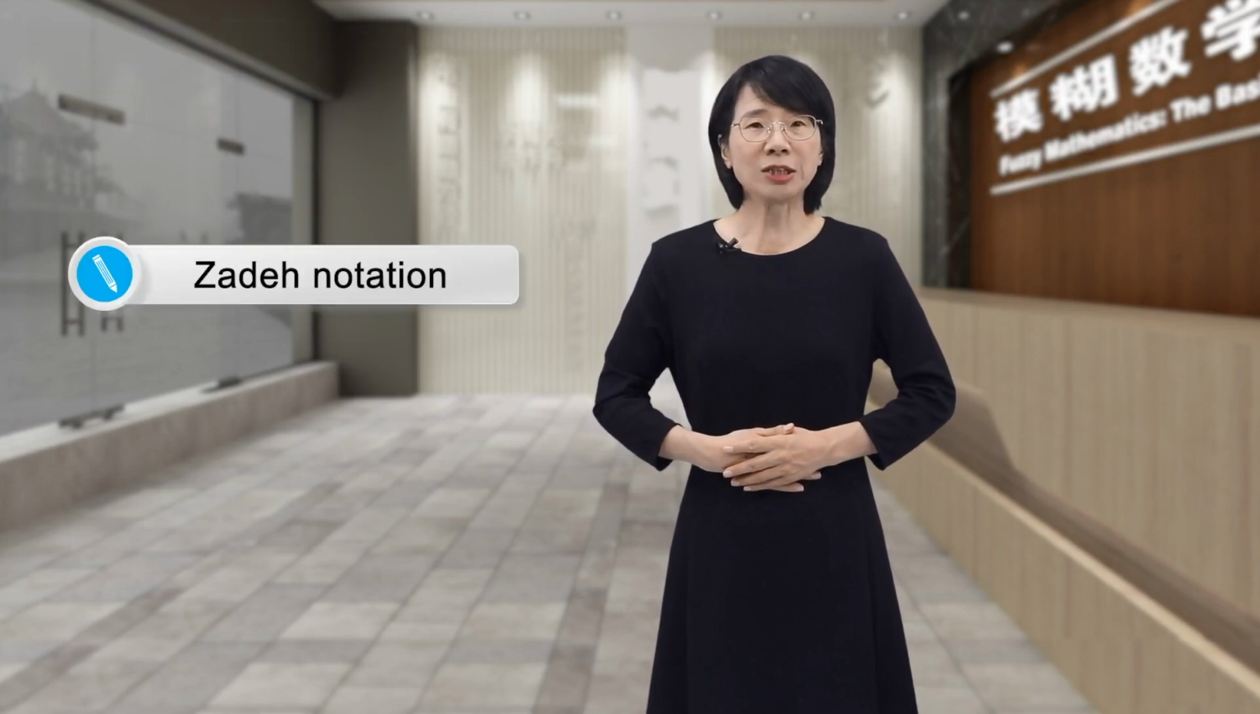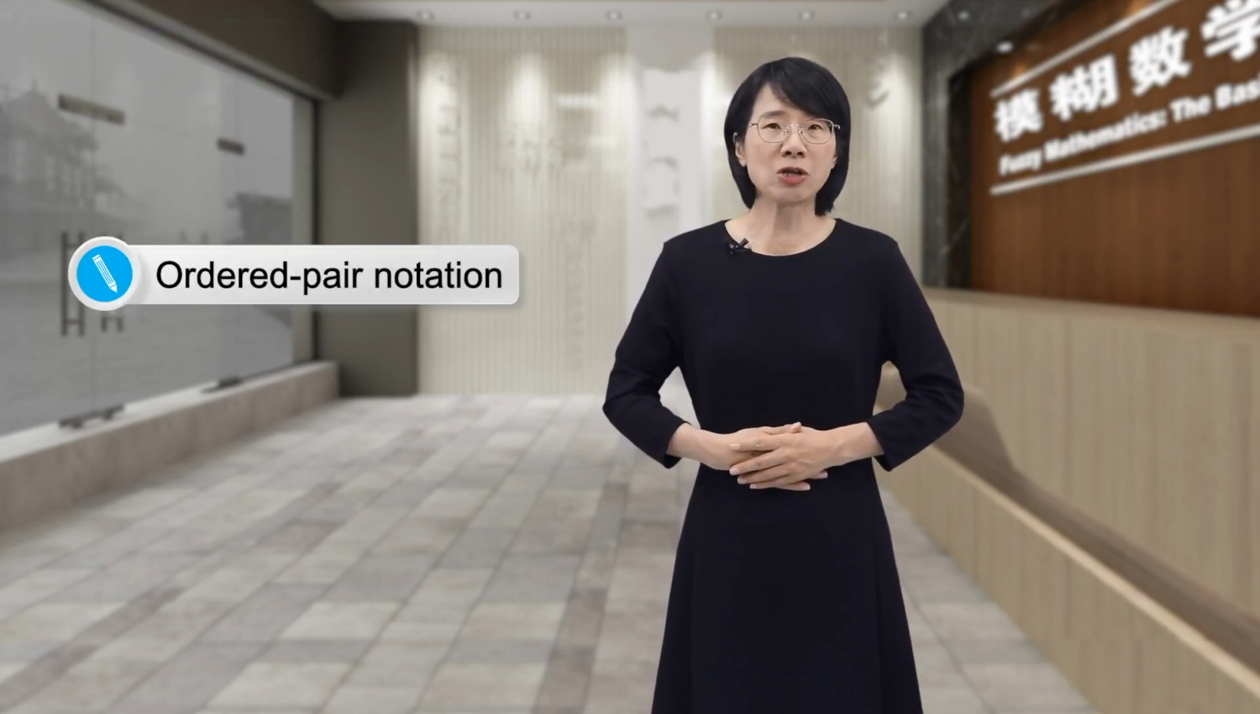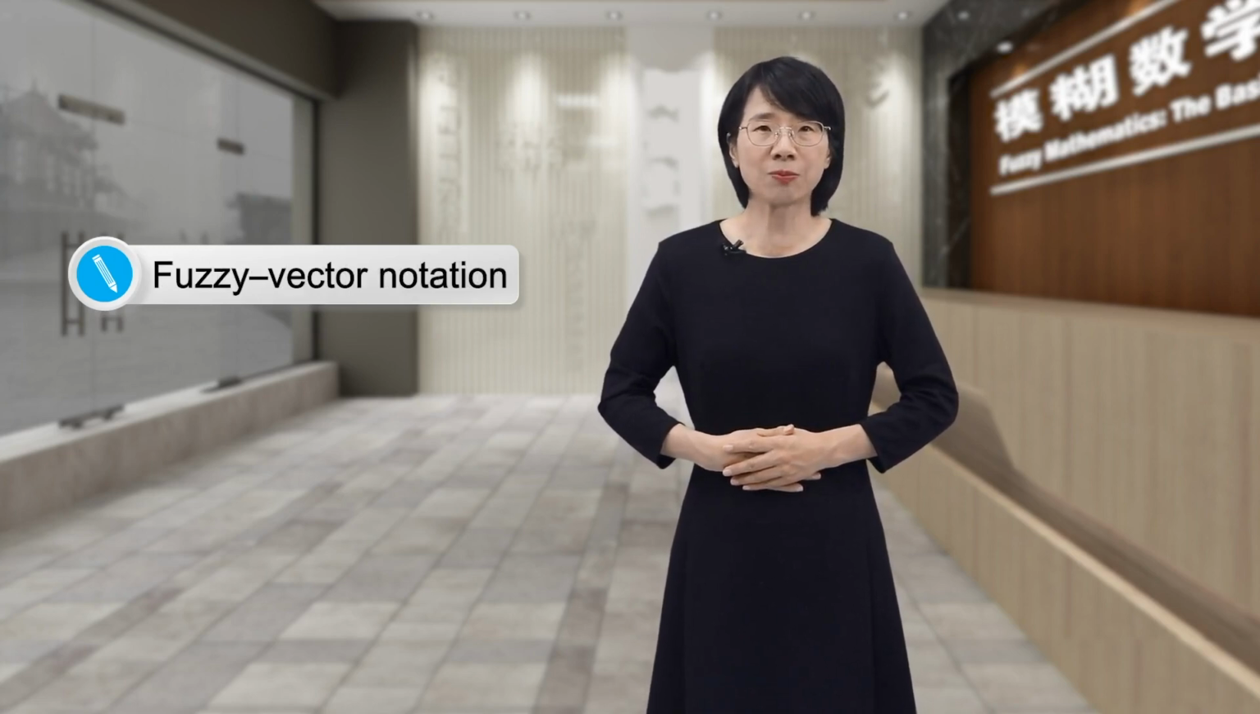In this lecture, we have introduced 3 types of notations for fuzzy sets: Jardine notation, ordered pair notation, and fuzzy vector notation. Next time, we are going to talk about the relations between fuzzy sets.